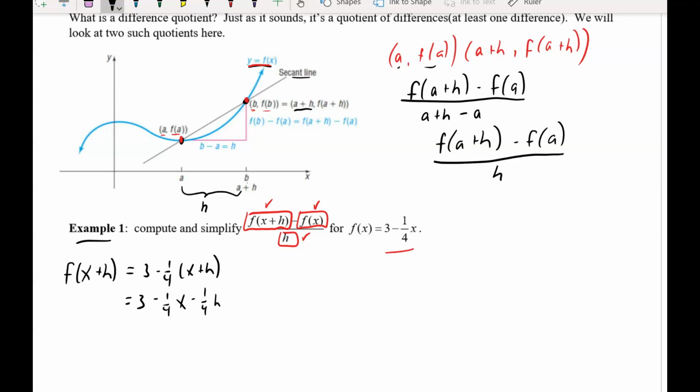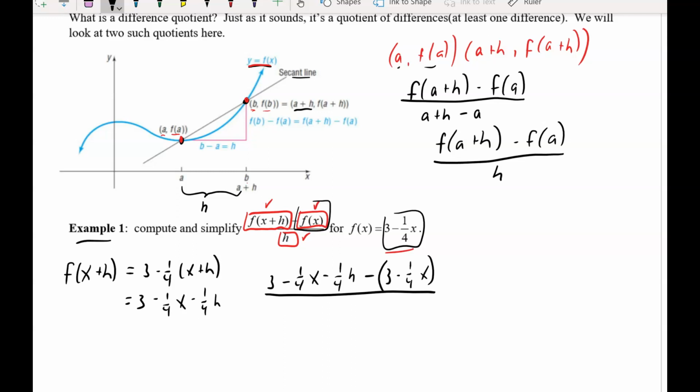All right, now when we write these 3 things down into our fraction, we're going to have a long fraction bar with the f of x plus h that we just found showing up first. So that's 3 minus 1/4 x minus 1/4 h. And then from that, we're going to subtract f of x, which is 3 minus 1/4 x. And that's all over h.